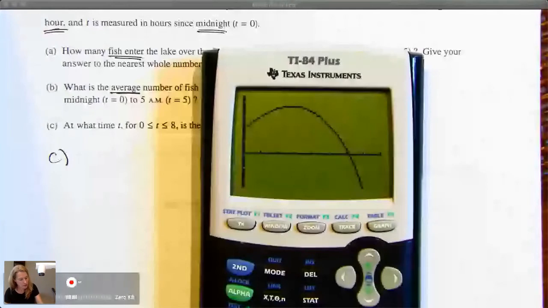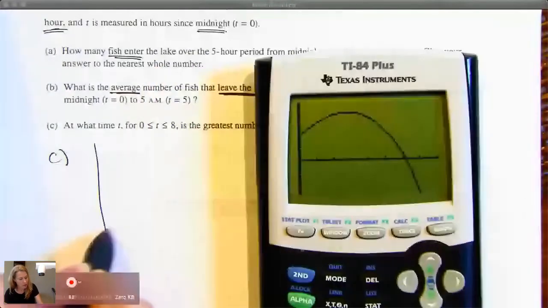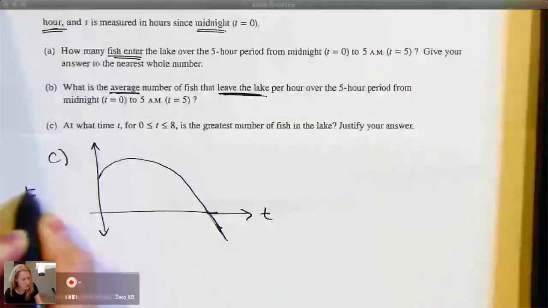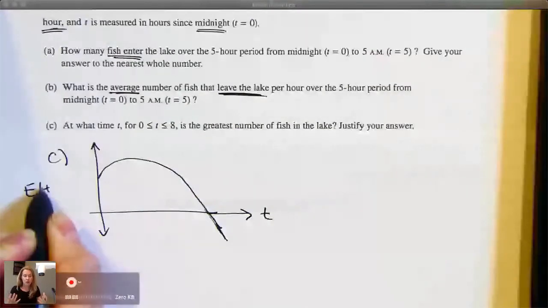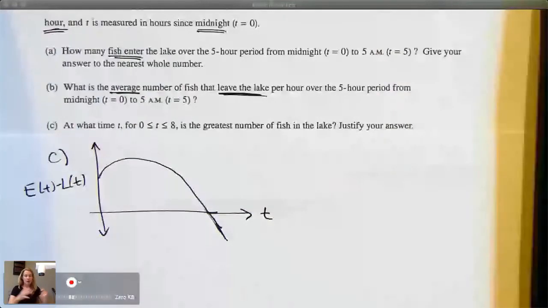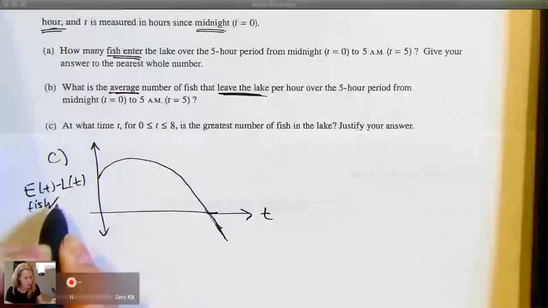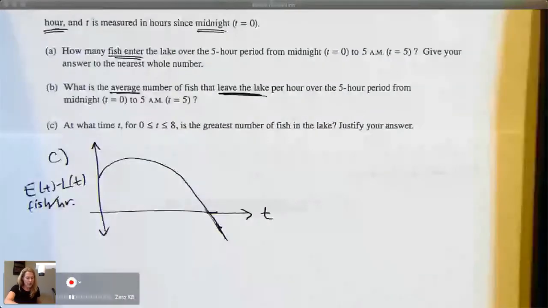I'm just going to sketch the graph here as well, because if I was taking the AP test, I would want to show my evidence here. And of course, this is time, and this side is E of t minus L of t, the overall rate of change of fish in the lake, and that is going to be in fish per hour. Yes, fish per hour. Alrighty. So what do I know?